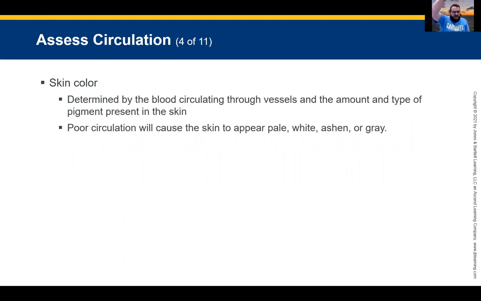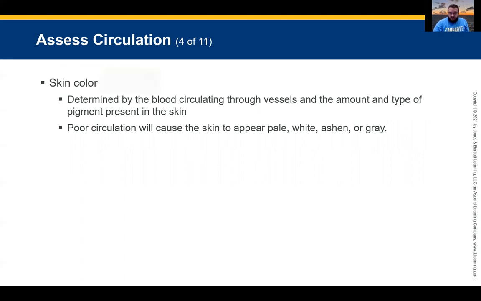So we talked about skin color. Poor peripheral circulation will cause the skin to appear pale, white, ashy. See, that's what I meant by ashy, or gray. High blood pressure may cause the skin to be abnormally flushed and red. When the blood is not properly saturated with oxygen, it appears blue.